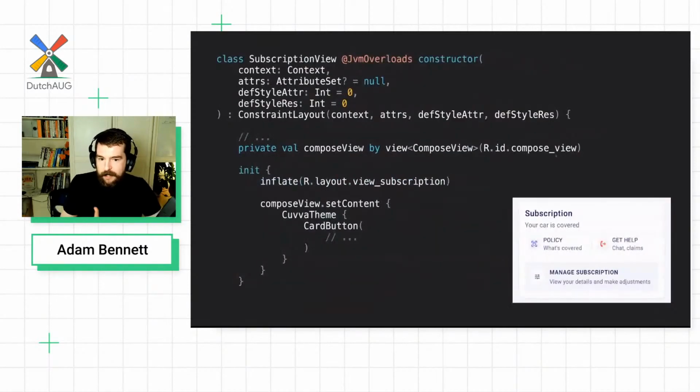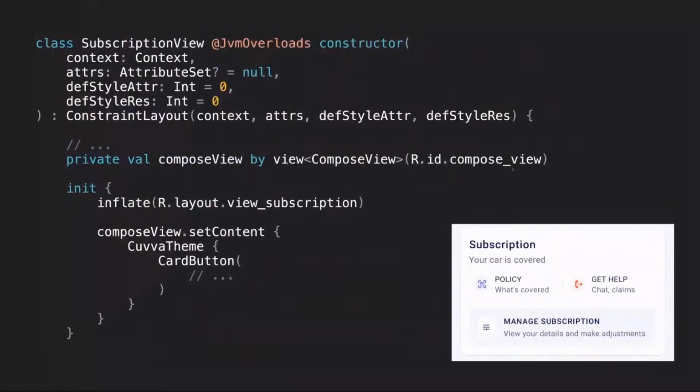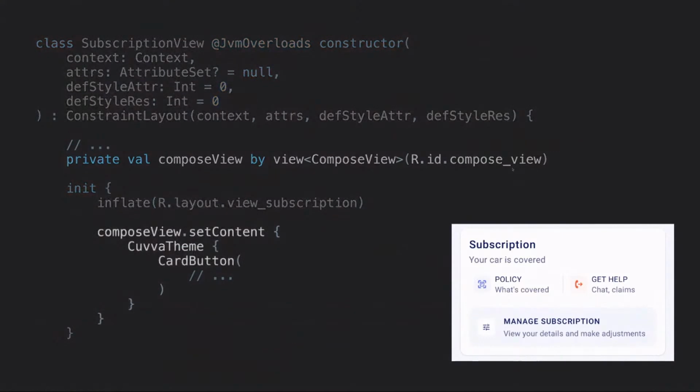So in the screenshot on the right there, you can see this Manage Subscription button. This is part of a wider card called a subscription view. And all we do is we get a reference to this Compose view, and then we call set content on it like you would with any other layout, basically in Jetpack Compose. And we found that this worked absolutely seamlessly. We're really yet to find an issue with it.